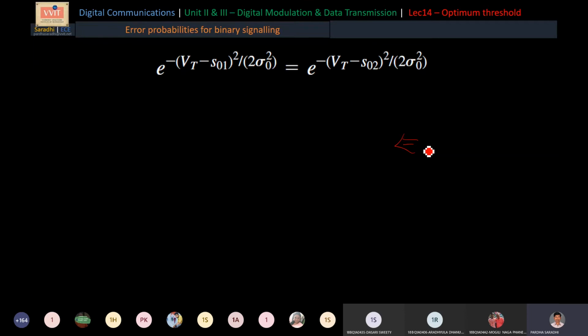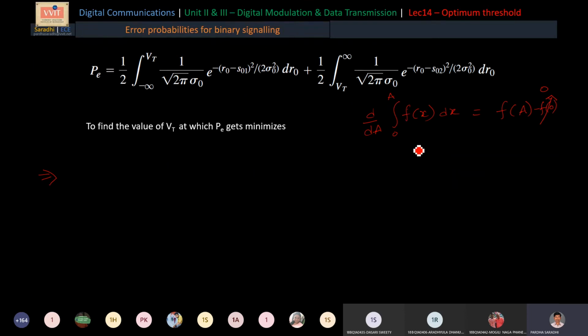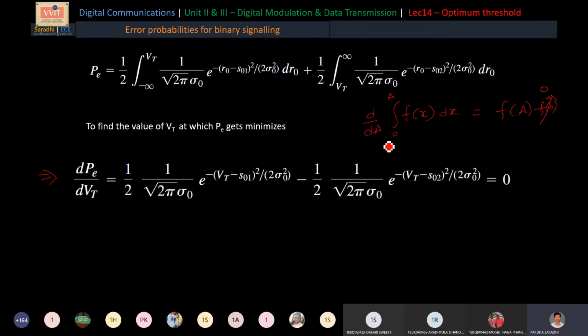Again, showing the previous slide, this is what we are having. We are differentiating the probability of error with respect to Vt because we want to minimize this PE with respect to Vt. That is why we are differentiating with respect to Vt. There are many things available on the right hand side like sigma naught, R naught, S01. Why are we differentiating with only Vt? Because we want to minimize error with respect to Vt only. We want to find a suitable Vt. That is why differentiation is with respect to Vt.